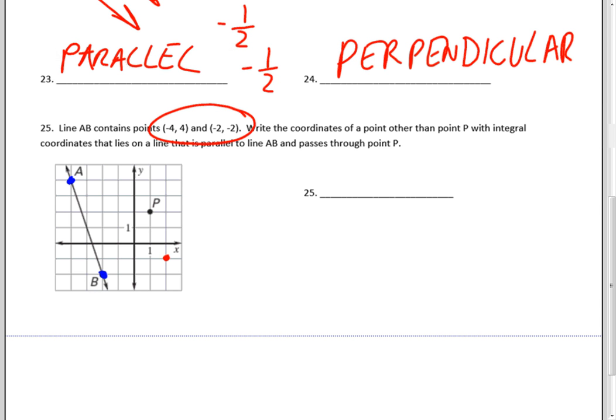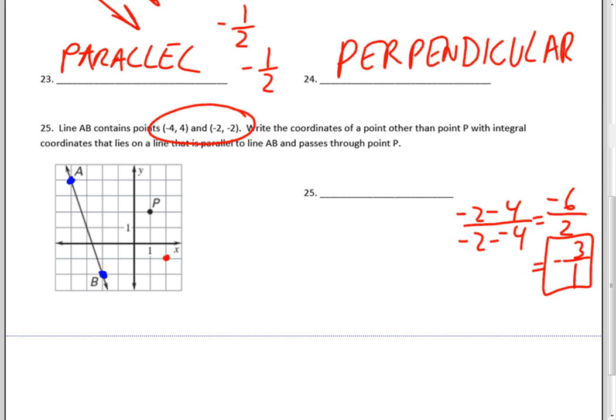What'd you get? I got negative 3 over 1. Let's take a look. Negative 2 minus 4, negative 2 minus a negative 4. That's negative 6 over 2, and that reduces to negative 3 over 1. So we know we need something that's going downhill. I didn't need to do that.